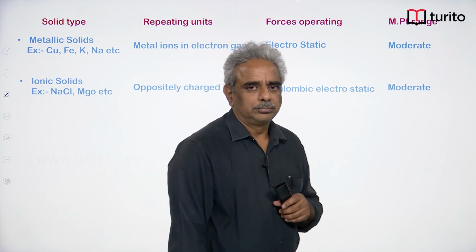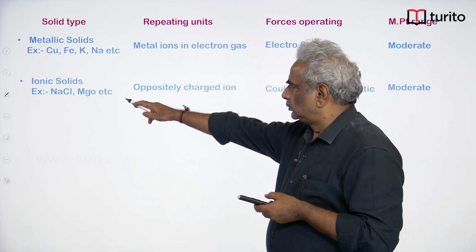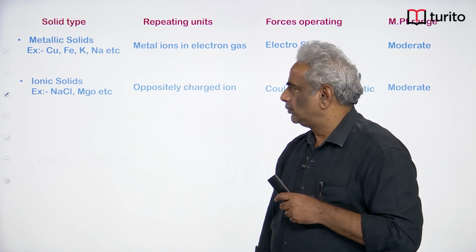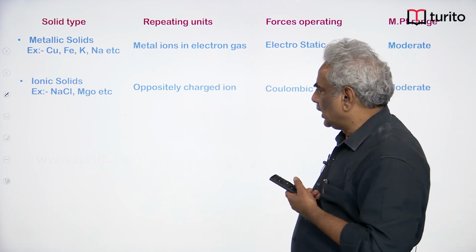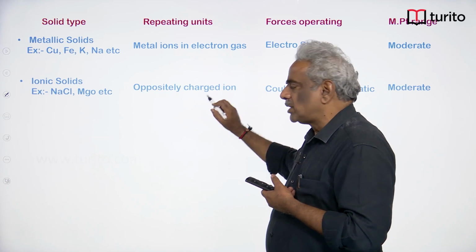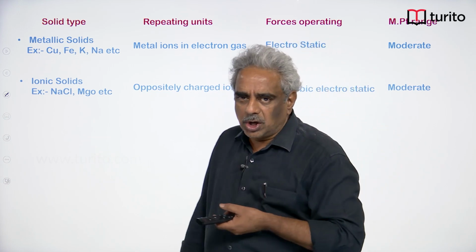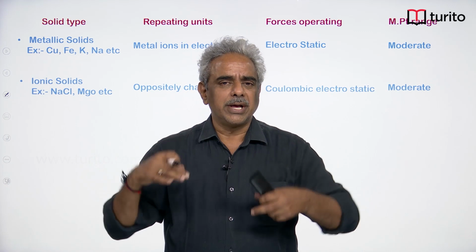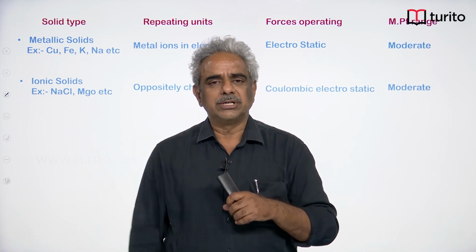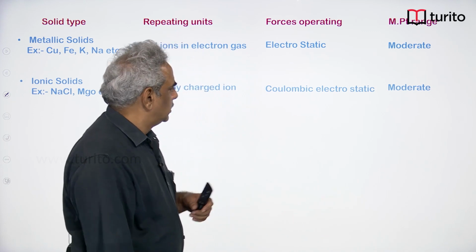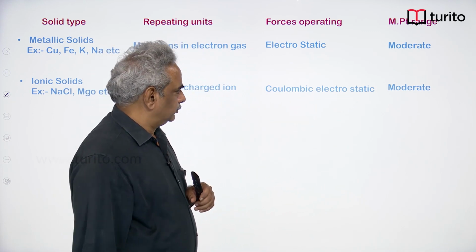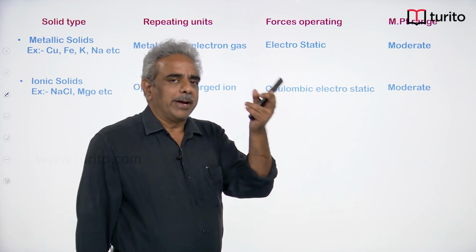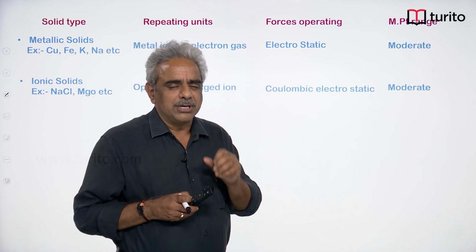Ionic solids. In ionic solids, examples: sodium chloride, magnesium oxide, whatever, ammonium bromide also you can take, which are held together by oppositely charged ions. If you take an ionic solid like your table salt, potassium bromide, oppositely charged ions are embedded and they are attracted to each other through strong electrostatic forces, strong Coulombic forces, and for them also the melting point will be moderate to high depending on the lattice energy.